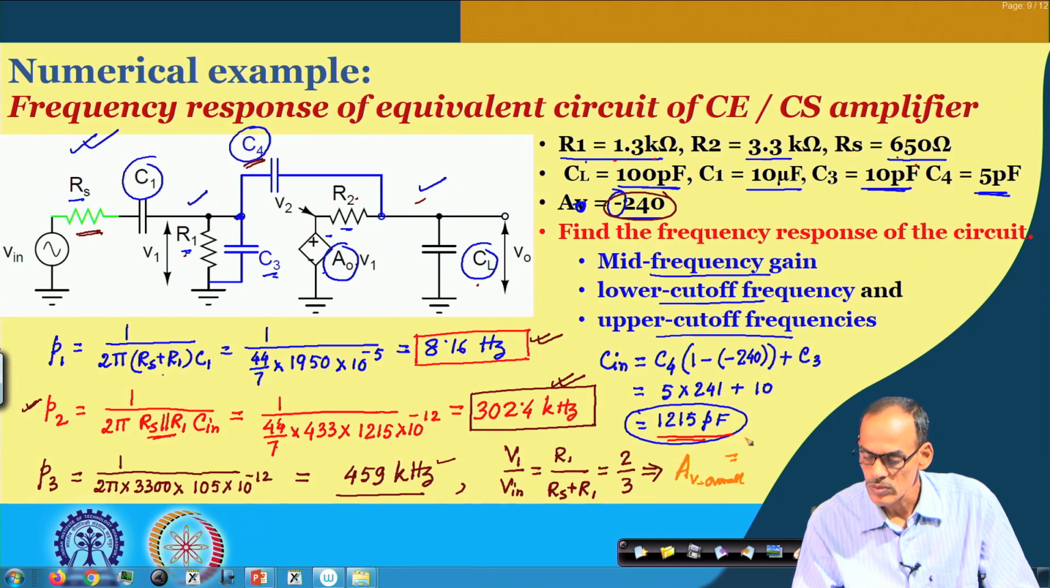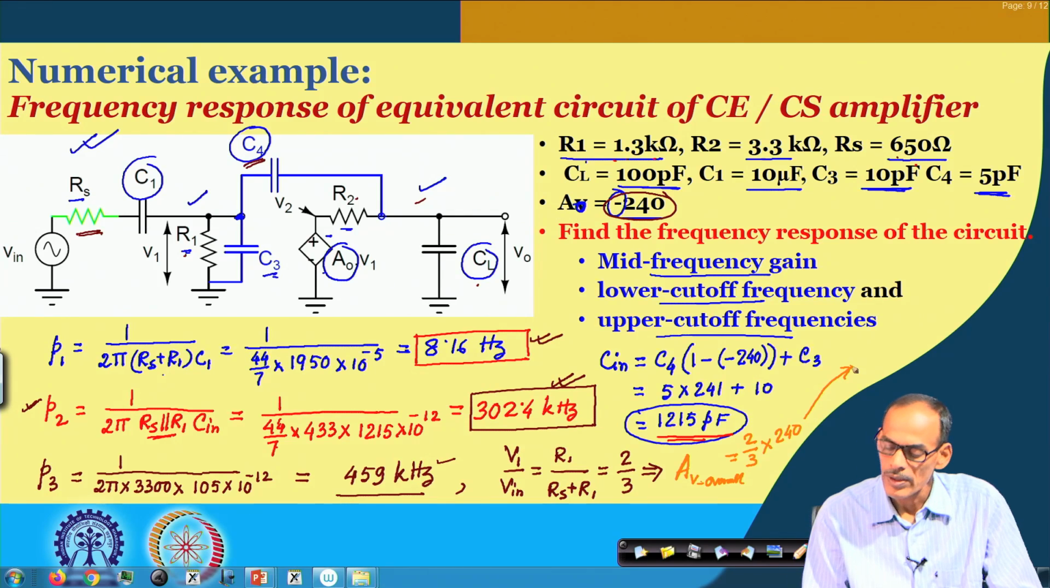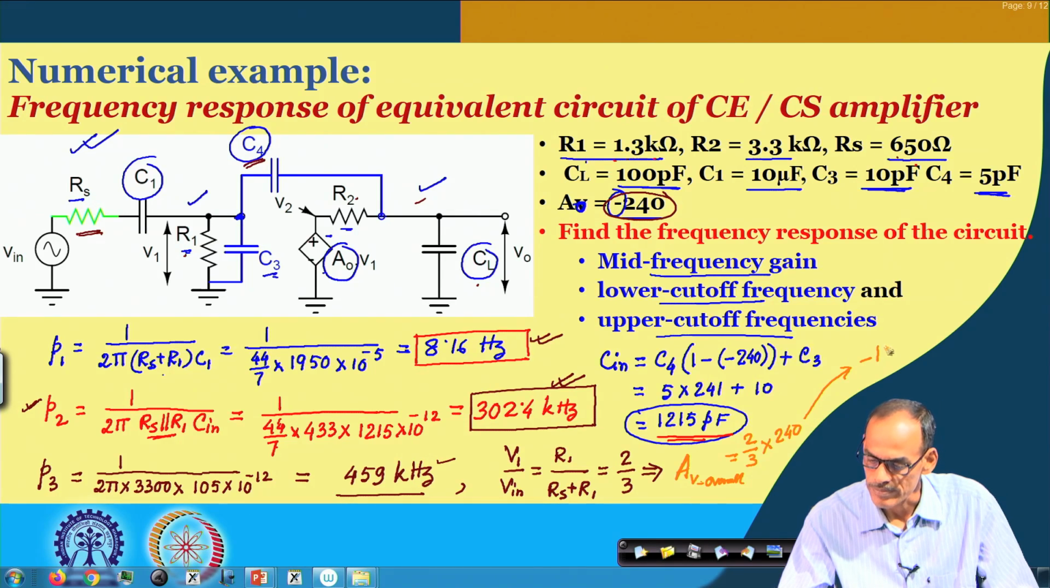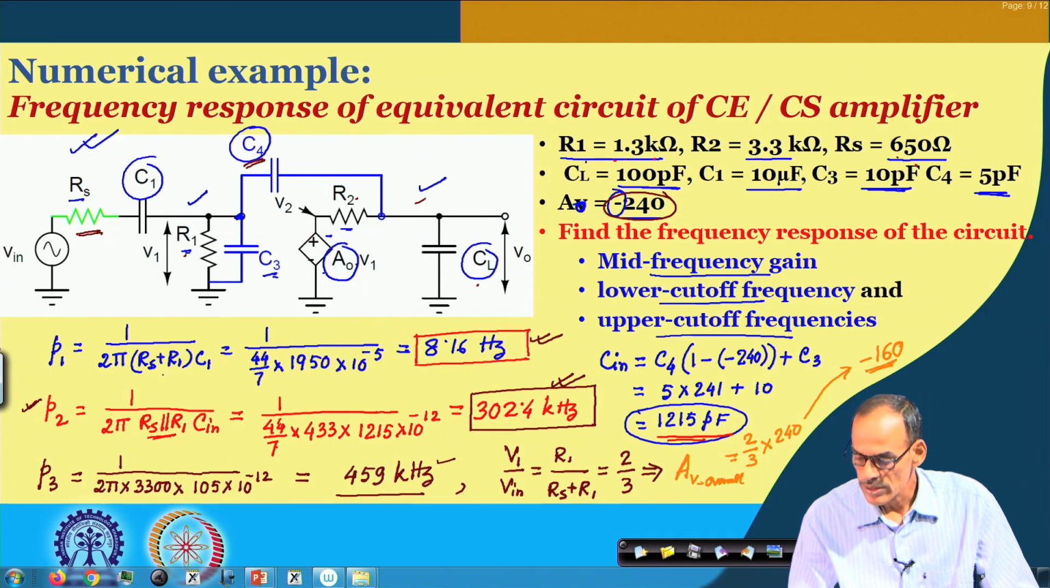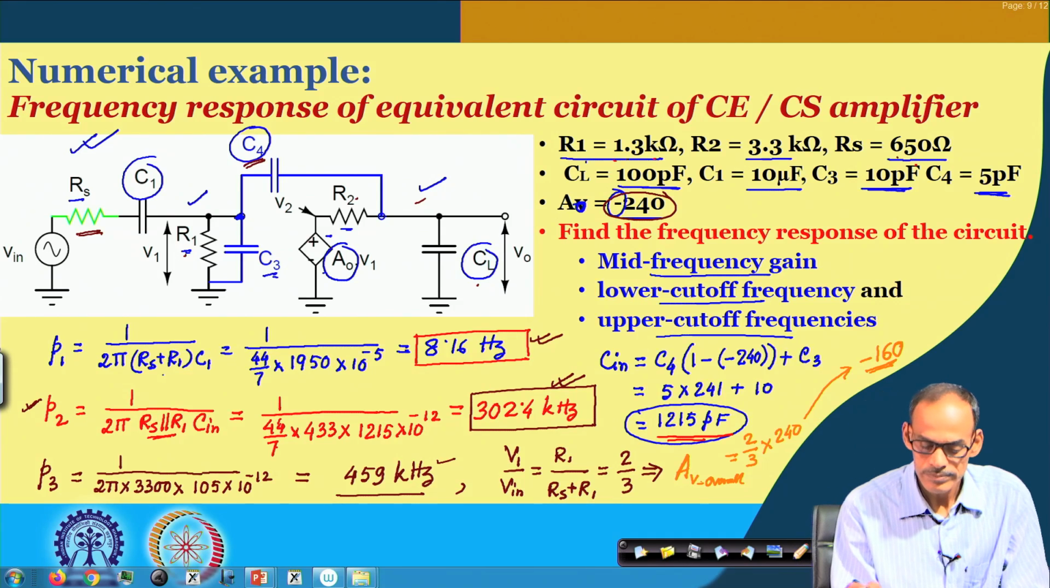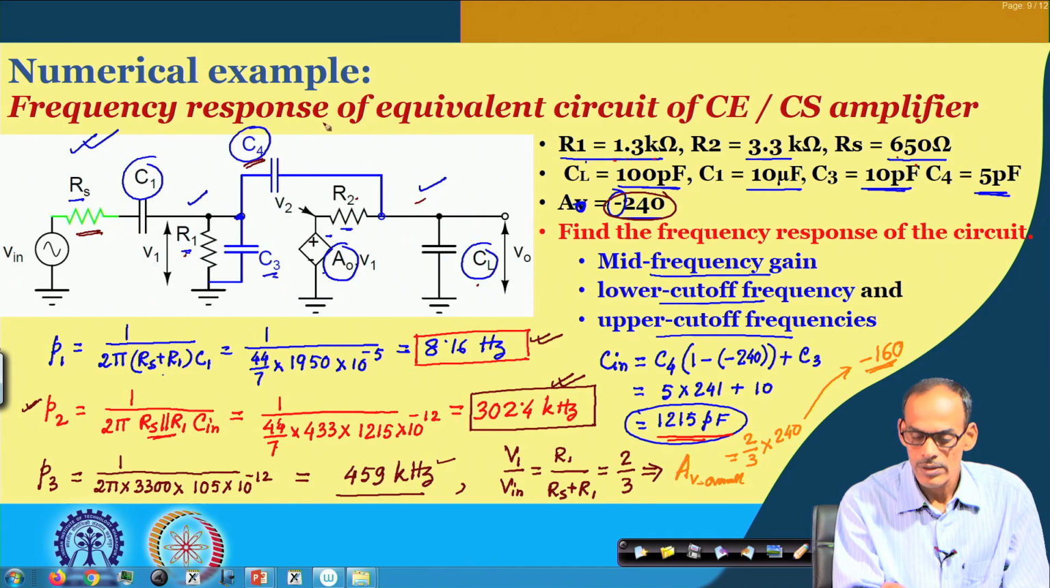So, that is equal to 2/3 multiplied by 240 with a minus sign, and this is equal to 160, right. So, we should say that the overall frequency response of this circuit is something like this. I do have some space here, so let me utilize this space.